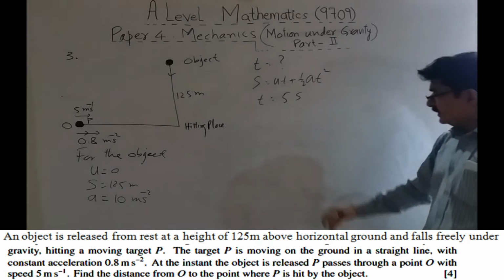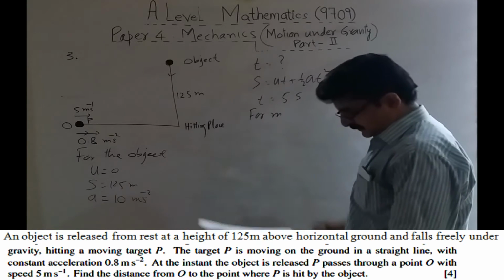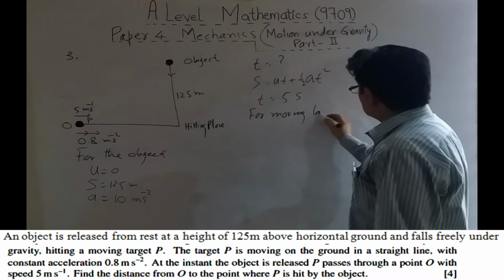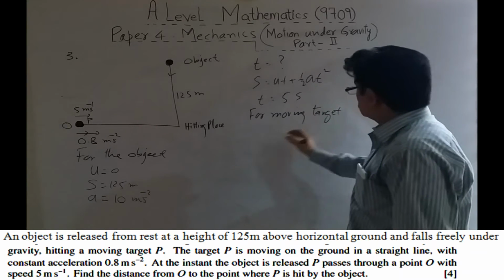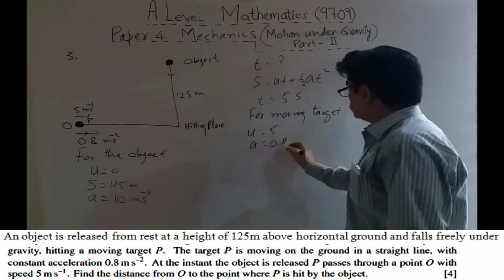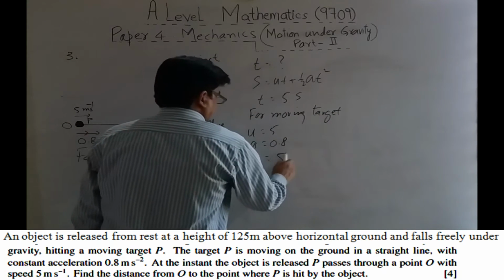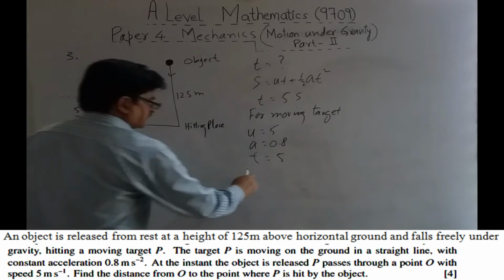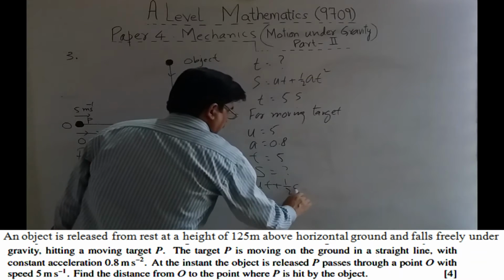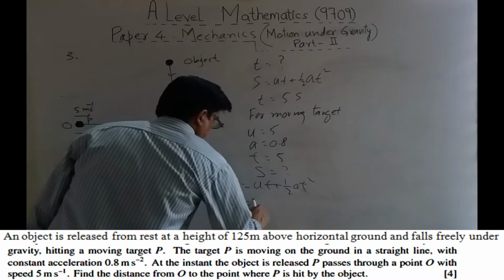I am saving your time again. Now for the moving target, we have initial velocity, acceleration is given, it's not free fall now, it's moving on the ground, and we have found the time to be 5 seconds and we need distance. So just apply the formula s is equal to ut plus half at square. Put in the values, you will get the value of s using a calculator.